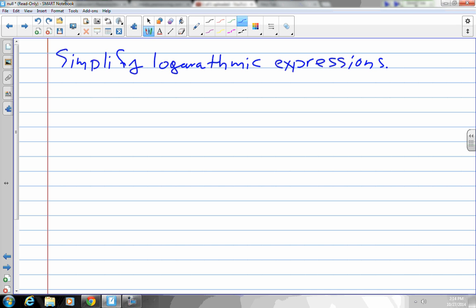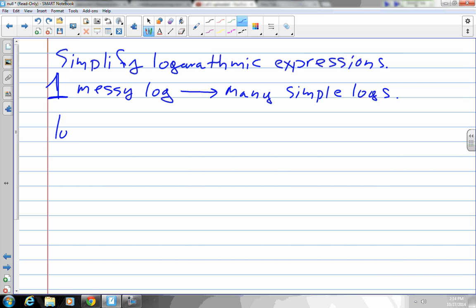Meaning, you're starting with something messy, and you want to write it as the sum or difference of very simple logs. So starting with one messy log into many simple logs. So what I mean by that, let's say we have log base 3 of x, y, z squared. Something like that. So that is one messy log. I want to turn it into many little logs.